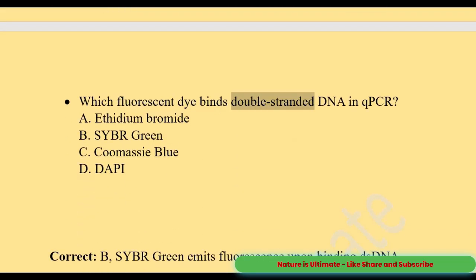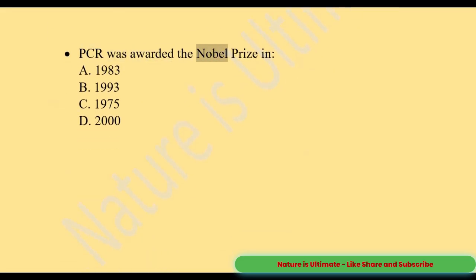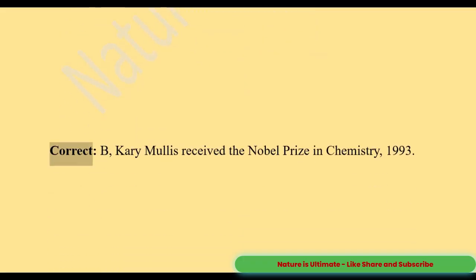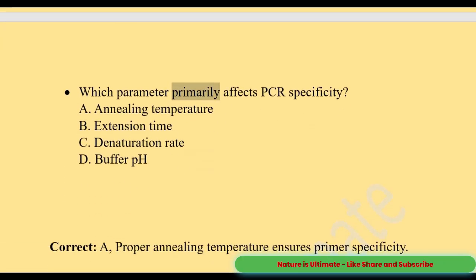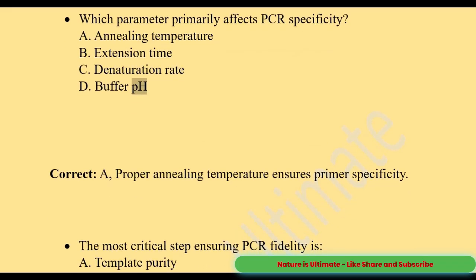Which fluorescent dye binds double-stranded DNA in qPCR? A. Ethidium bromide, B. SYBR Green, C. Coomassie blue, D. DAPI. Correct. B. SYBR Green emits fluorescence upon binding dsDNA. PCR was awarded the Nobel Prize in A. 1983, B. 1993, C. 1975, D. 2000. Correct. B. Kary Mullis received the Nobel Prize in Chemistry, 1993. Which parameter primarily affects PCR specificity? A. Annealing temperature, B. Extension time, C. Denaturation rate, D. Buffer pH. Correct. A. Proper annealing temperature ensures primer specificity.